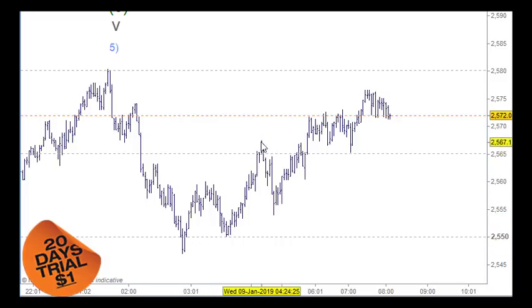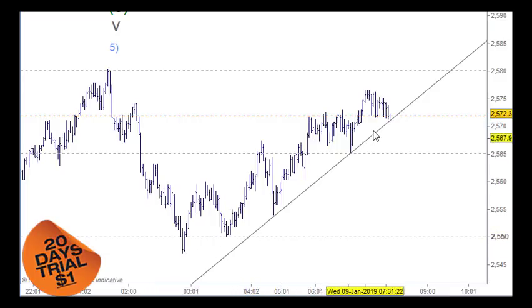So we can count this as an A and a B and a C wave to here, having this high in here as well. So it's possible to short this through here too, I'd imagine, but it'd be nice to see some sort of downward movement here.